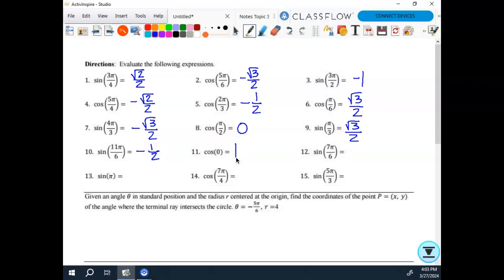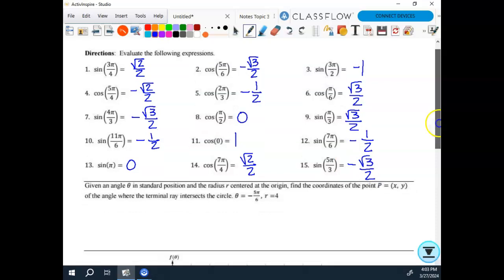Here we're in the third quadrant, so sine is negative, that's a negative 1/2. Sine of pi is 0. 7 pi fourths, cosine is positive in the fourth quadrant, square root of 2 over 2. 5 pi thirds, sine is negative, it's negative square root of 3 over 2. Okay.